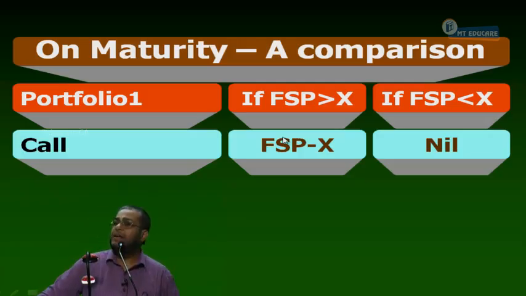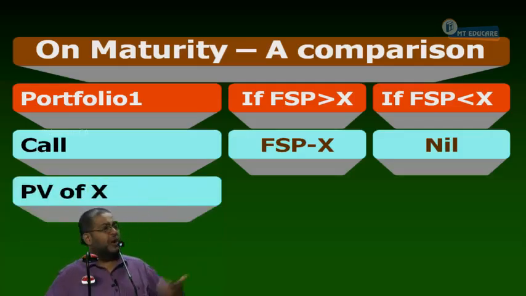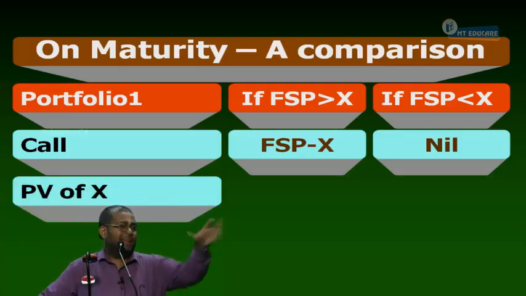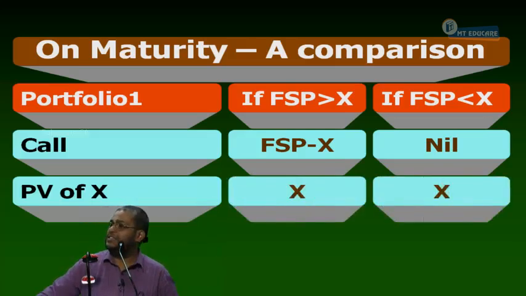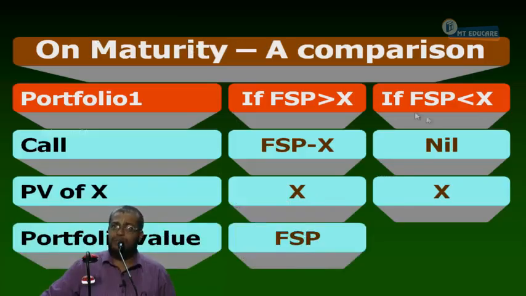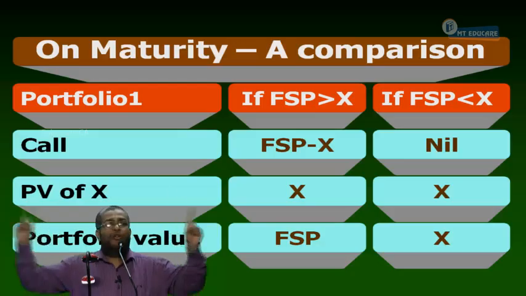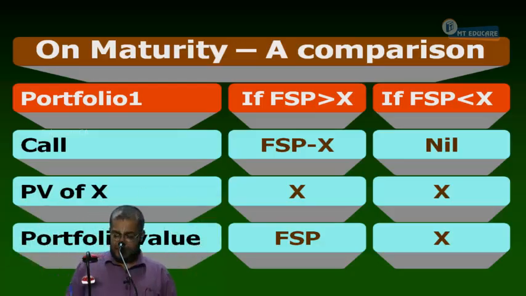I have also cash. Today, I deposit the present value of the strike price. On the maturity date, the PV of X matures to X. So on the maturity date, it does not depend on FSP. The maturity amount of PV of X is X. Yes or no? I have only the call and cash. So my portfolio value is FSP minus X plus X, which gives FSP. Nil plus X gives X. This is the portfolio value on maturity date of portfolio number 1. Yes or no?